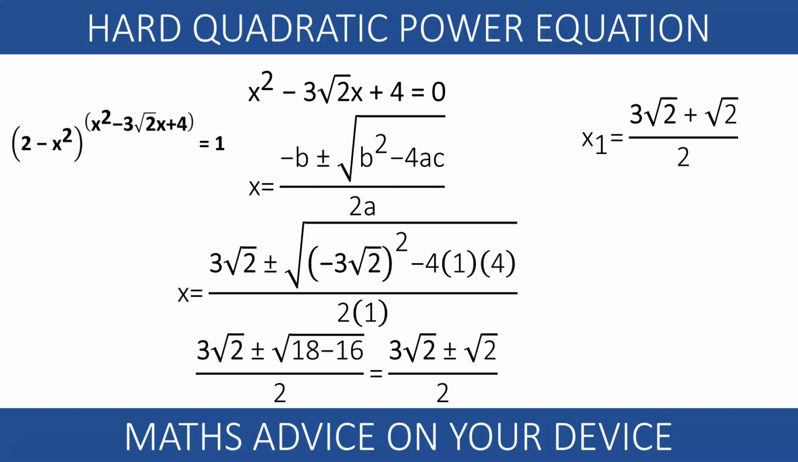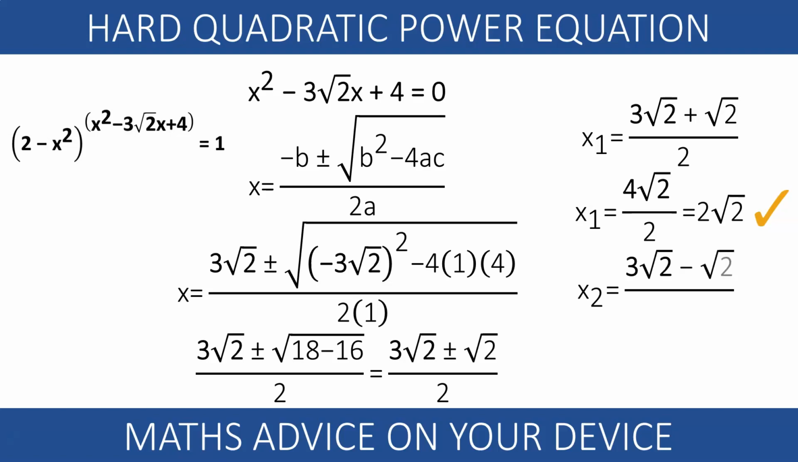However, when we examine them more closely, we realize that one of them is problematic. The first solution, 3 square root of 2 plus square root of 2 over 2, is alright. That leads to 2 square root of 2. The other one, 3 square root of 2 minus square root of 2 over 2, leads to square root of 2. However, when this second solution is replaced into the base, 2 minus x squared, it returns 0. Both the base and the exponent are 0, so this second solution is not a valid one.